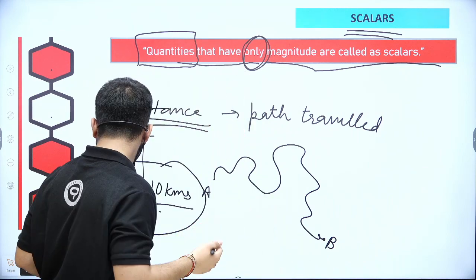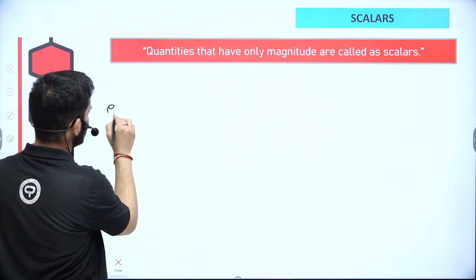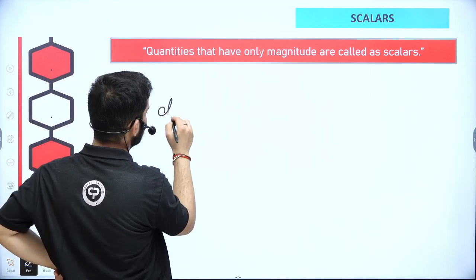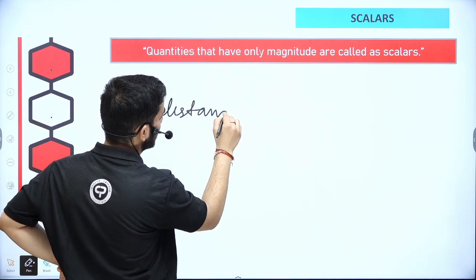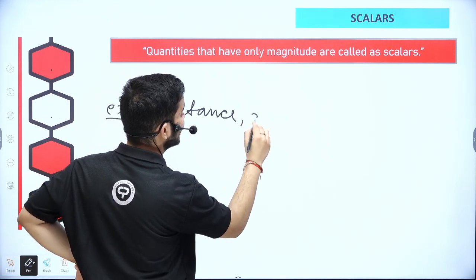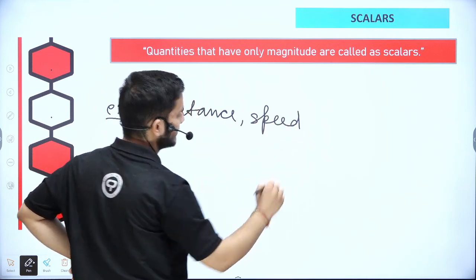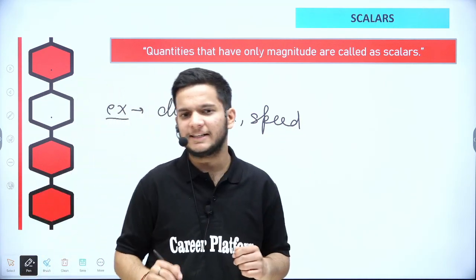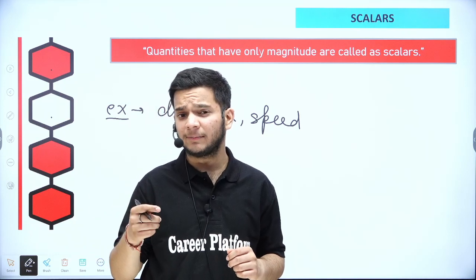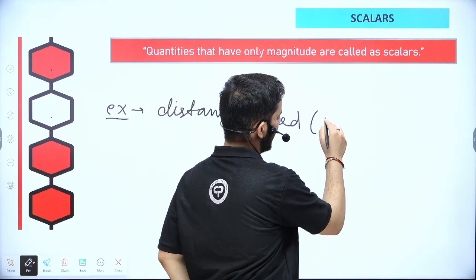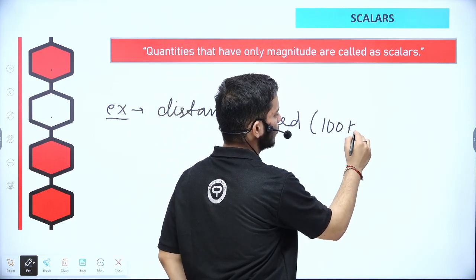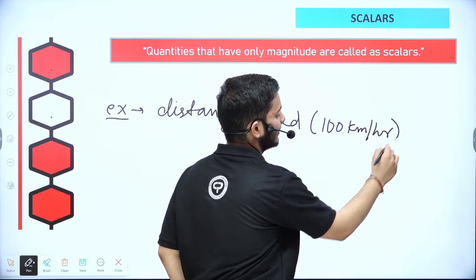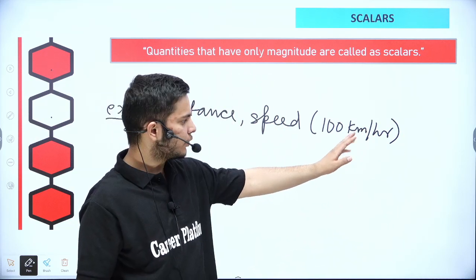So let's take more examples. The first example that we have taken is distance. Is there any other example? Yes, the other example is speed also. What is speed? Speed is distance traveled per unit time. Suppose a man is going at a speed of 100 kilometers per hour. Is there any direction defined in it? No direction is defined here.